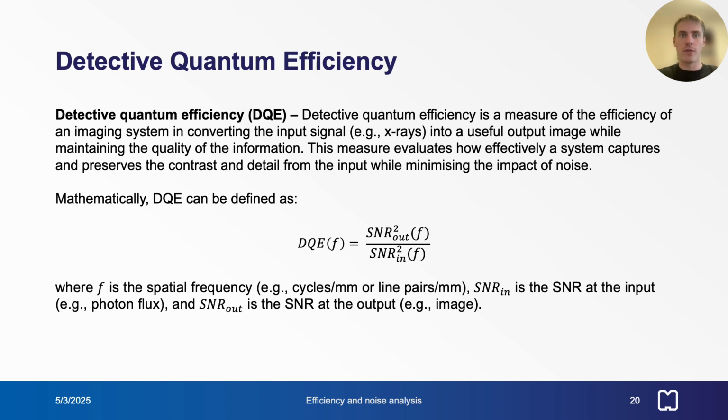signal to noise ratio. And in this case, f is the spatial frequency, which could be cycles per millimeter or line pairs per millimeter. The SNR in is the SNR at the input, which could be photon flux. And SNR out is the SNR at the output, which could be just the image.